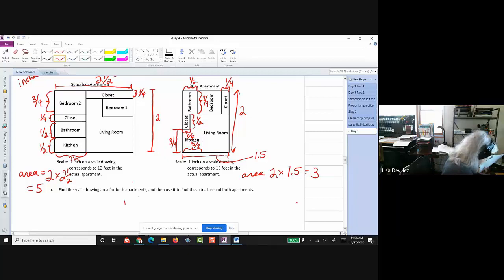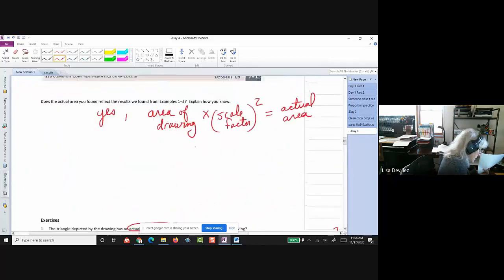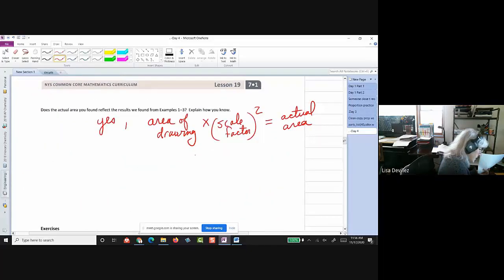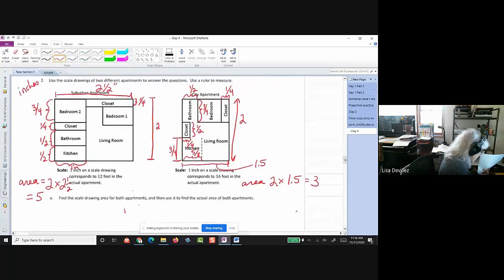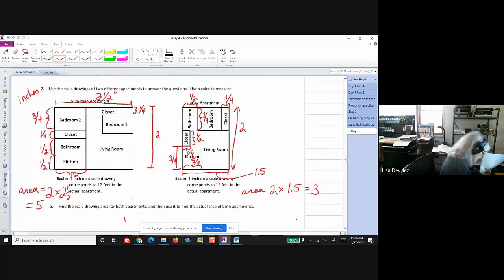And then it says, use it to find the actual area of both apartments. Okay, so our scale is 1 inch to 12 feet. So we're back up to using this equation that we used up there, that the area of the drawing times the scale factor is equal to the actual area. Okay, so the area on my drawing is 5, and then times the scale factor.